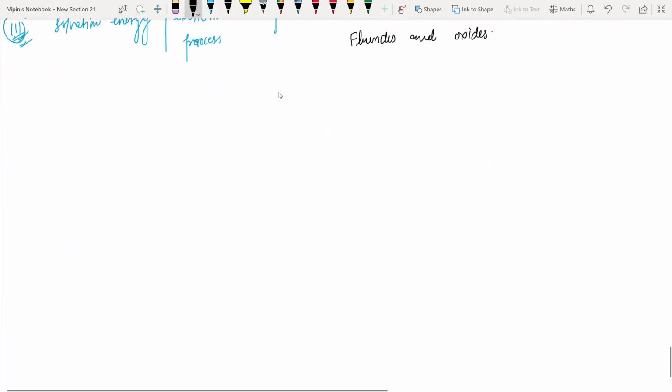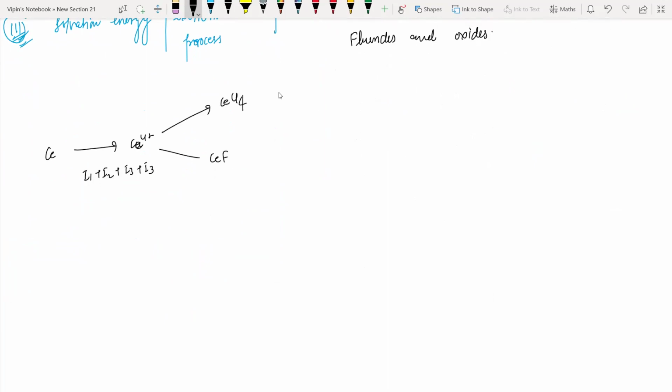For example, we have cerium and I am going to convert it into cerium 4 plus. So 4 electrons means first ionization energy, second ionization energy, third ionization energy, fourth ionization energy, right? And I am making CeCl4 and I am making CeF4. This is unstable, this is stable. Why? Because fluorine has a smaller size, it will make a strong bond, hence more energy is released. More bond energy means more energy is released.